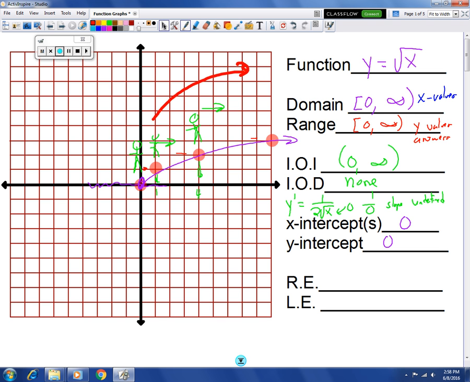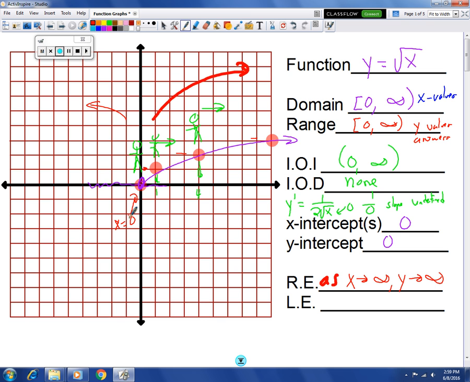So our answer is, as x approaches positive infinity, y approaches positive infinity. Now, this is the first time, I believe, that we don't have a left-hand behavior, because this graph is never going to the left forever. It stops right there at x equals 0.